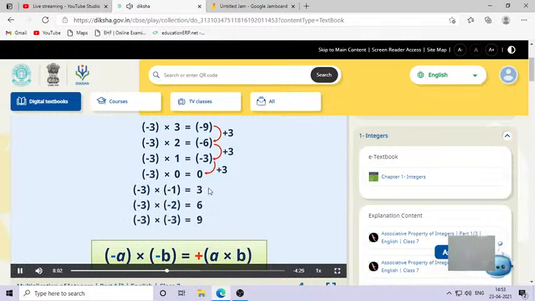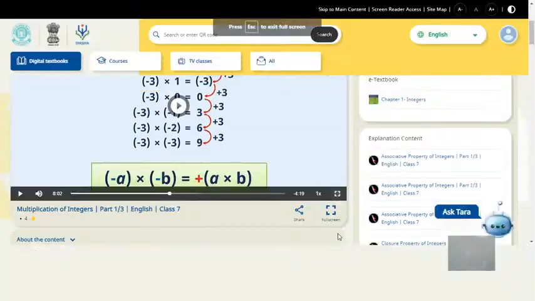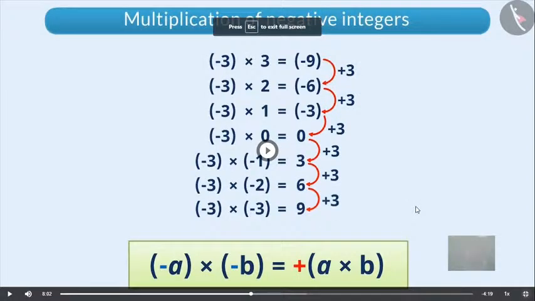Adding 3 to 0 gives 3. Adding 3 to 3 gives 6, and adding 3 to 6 gives 9. So is it clear to everyone here? Are you all able to observe this pattern?